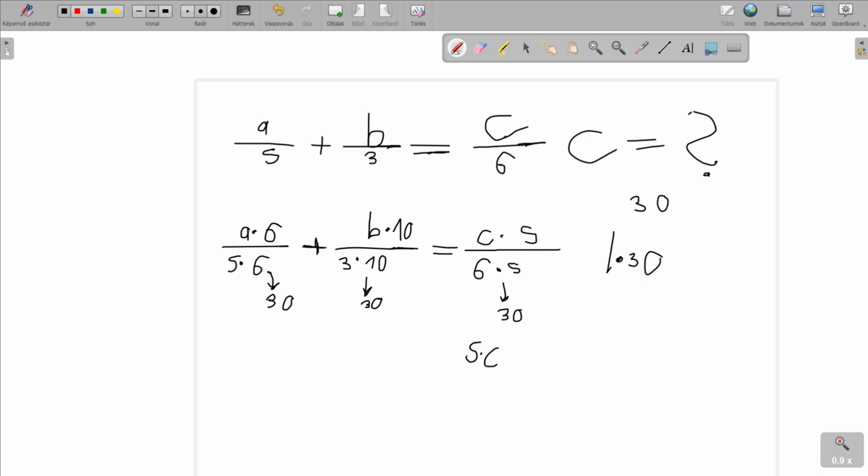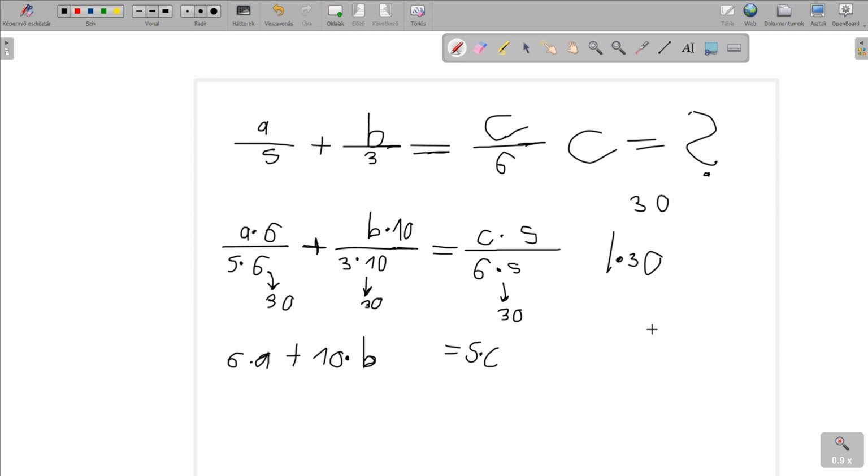So on the right hand side we are going to have 5c, because 5 times c is basically 5c, and we multiplied by 30. And if you remember the rule that we had earlier, you realize that we will have a times 6, or 6 times a, however you want to call it, plus we will have 10 times b. Yeah, so 10 times b. Great, so we have 6 times a plus 10 times b equals 5 times c.